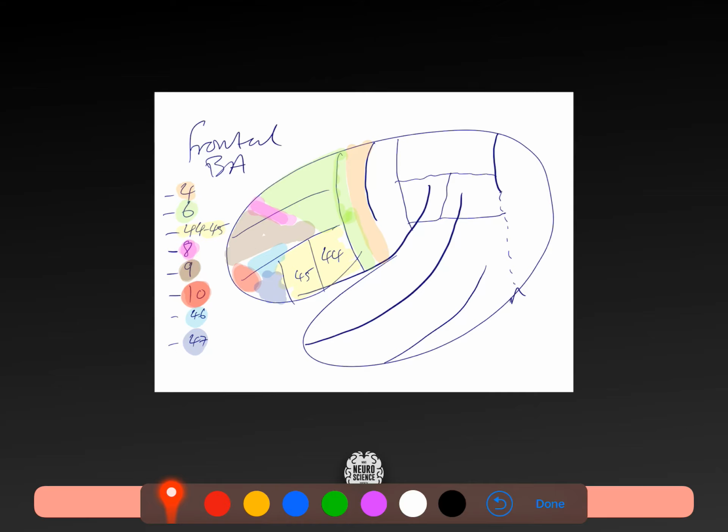This is involved in the planning of movement. So if you have deficits to it, what's going to happen? Well, you're going to have discoordinated movement, which we'll see in a moment.